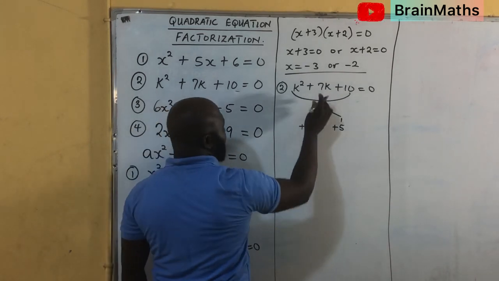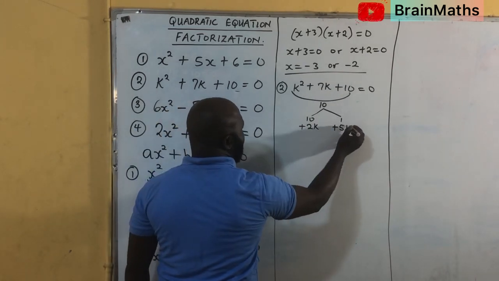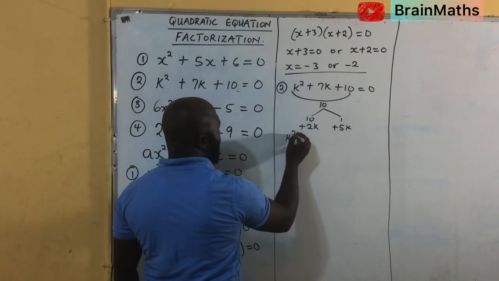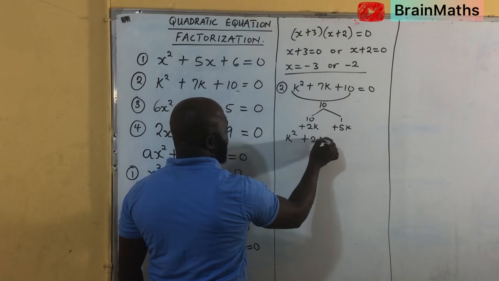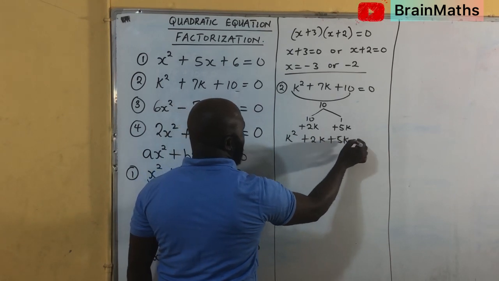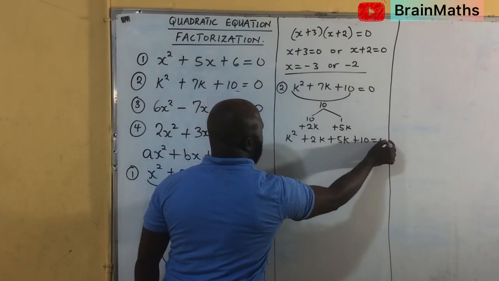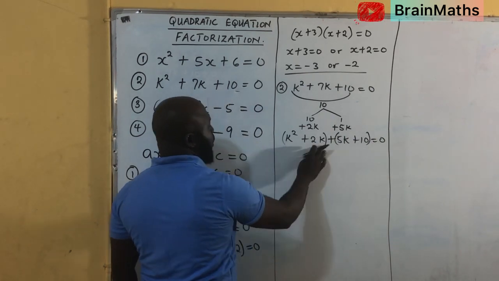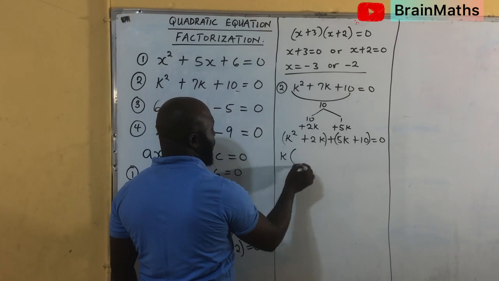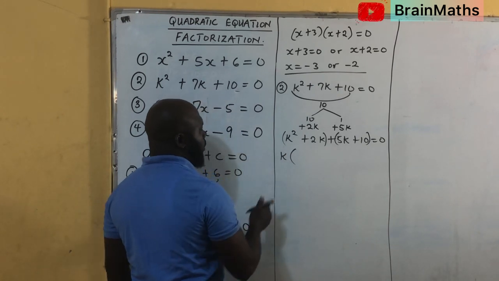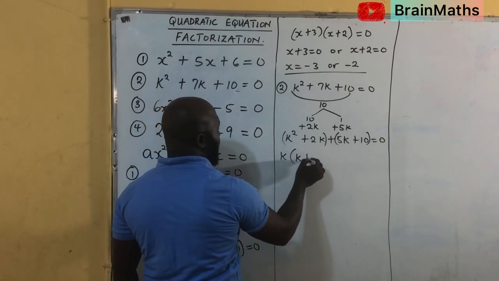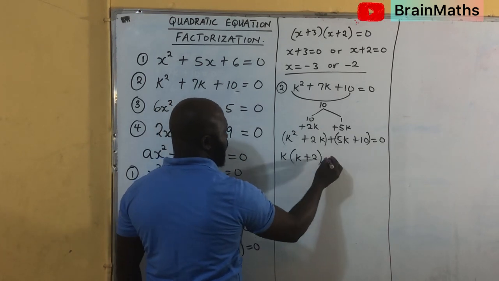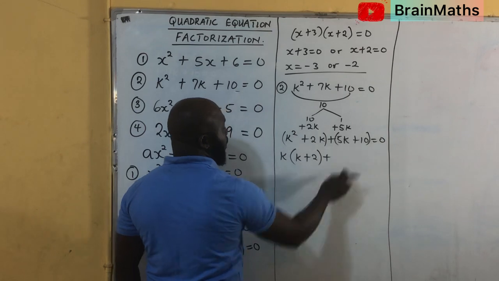So in place of plus 7k, we'll be writing plus 2k and plus 5k. This leads to k squared plus 2k plus 5k plus 10 equals 0. So factoring, what is common to these two? We have k as a common factor. If you take k from here, you are left with k plus 2. And what is common to these two?